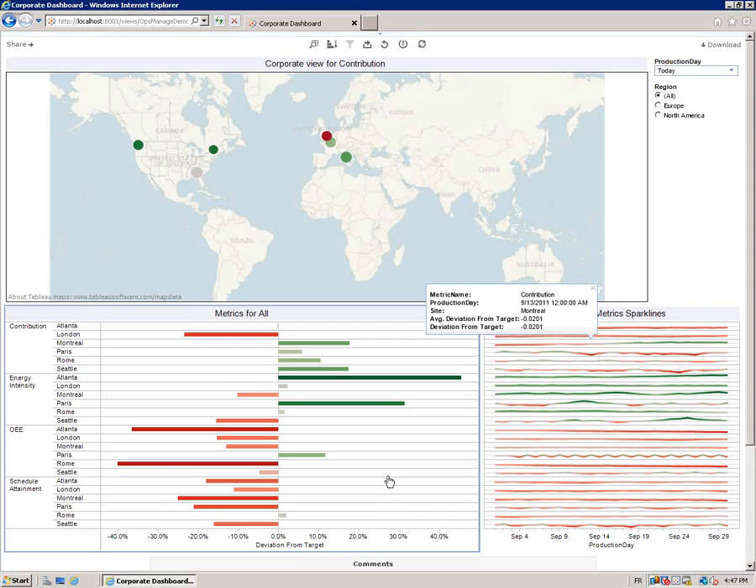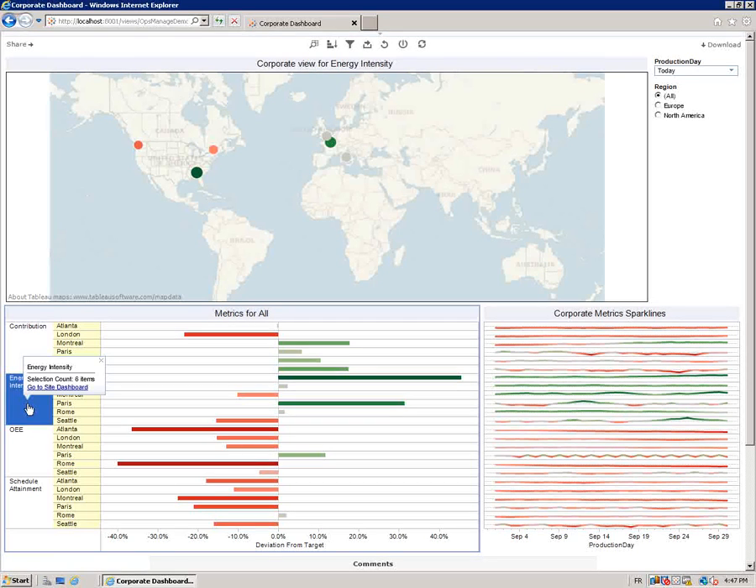So with that information, Jack monitors each of the sites, and in a particular morning he looks at the contribution, which is doing fairly well almost everywhere. Energy intensity, which is mixed here, but no big issue. And OEE. OEE is doing relatively bad in most of the plants. OEE being the overall equipment effectiveness.